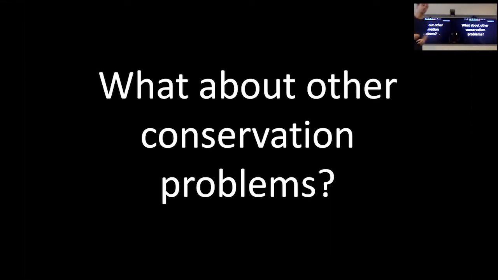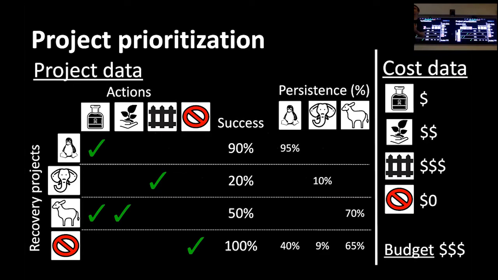So what about other conservation problems? We've talked about reserve selection, so that's picking priority areas for conservation or protected area establishment. But we have lots of types of problems in conservation, which is really exciting because it means there's lots of stuff to do. So one example is prioritization of recovery projects. So let's say you're a manager, in charge of managing an area. Across this area, you might have populations of penguins, elephants, and goats.